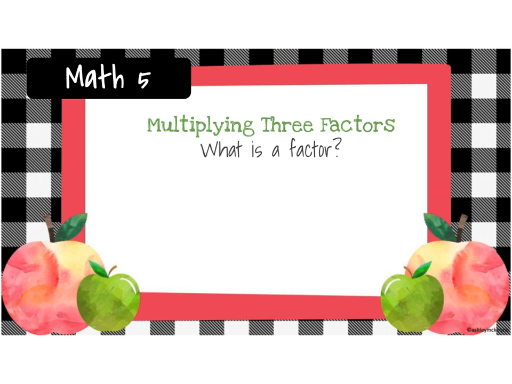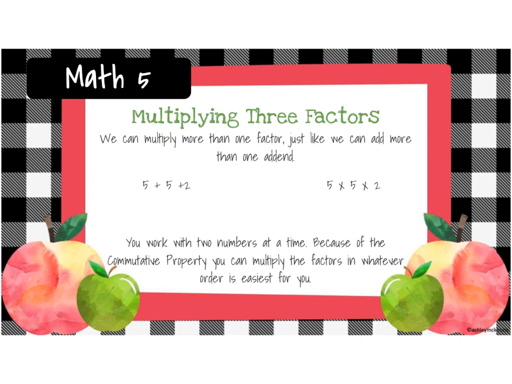So factors are the 3 and the 5 in this example. Okay? So factors are the numbers that you multiply together. Okay, we can multiply more than one factor. It's not always just 2 that we multiply, just like we can add more than one addend.